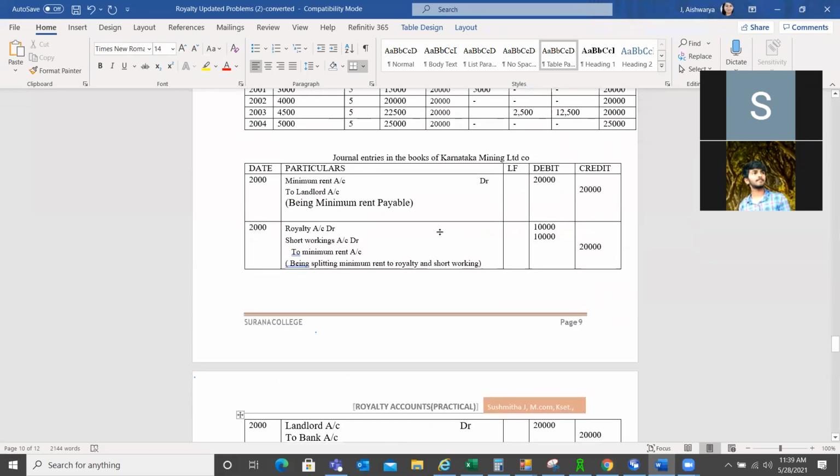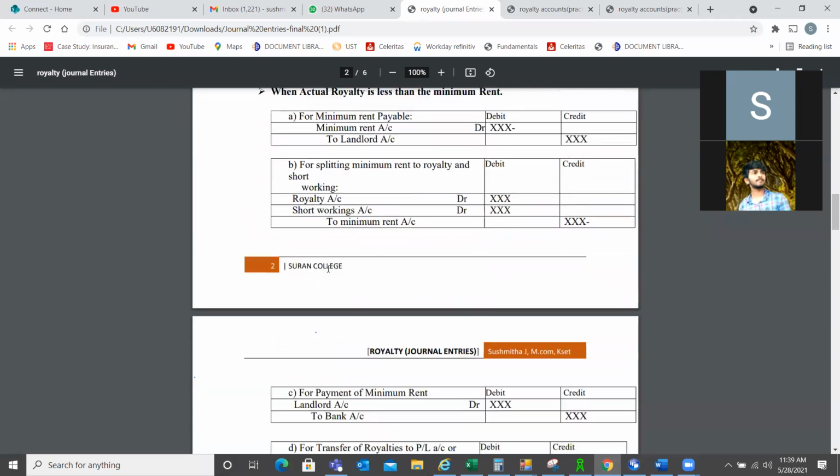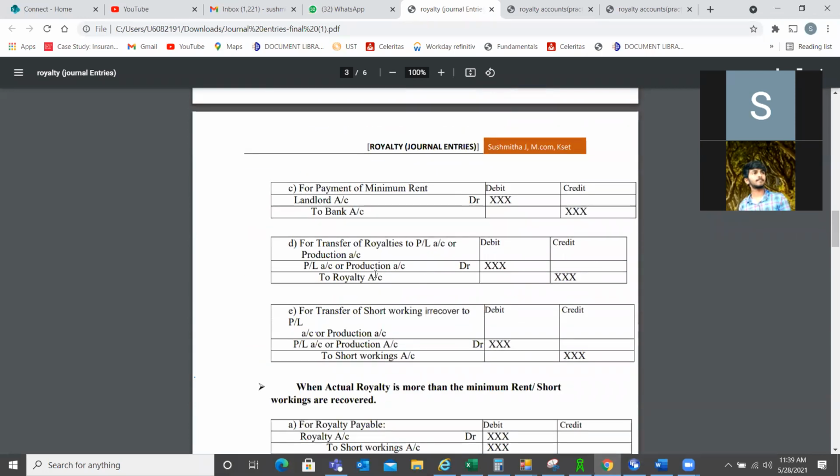So in 2000, the actual royalty is less than the minimum rent, right? As it is less than the minimum rent, condition 1 applies, and we have made 1, 2, 3 journal entries. Then we'll move on to the fourth entry, that is for transfer of royalties to P&L account and production account. So what is the thing that we have to write? How?